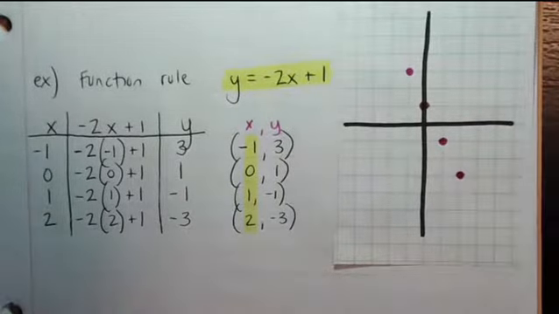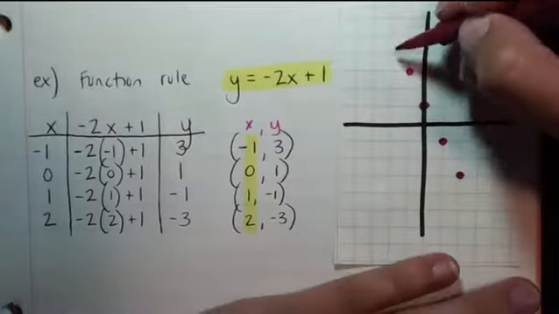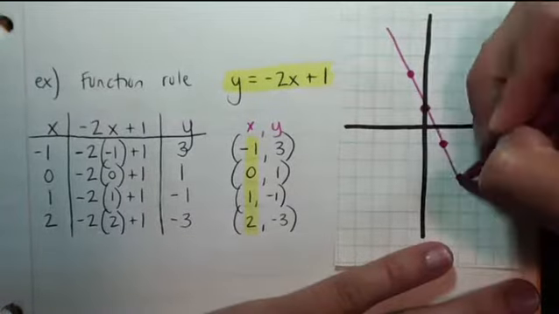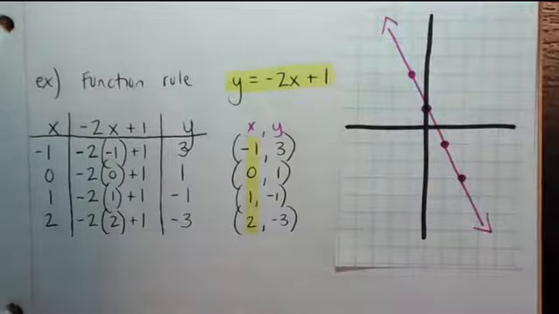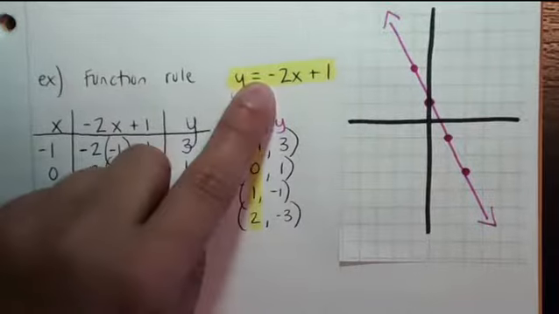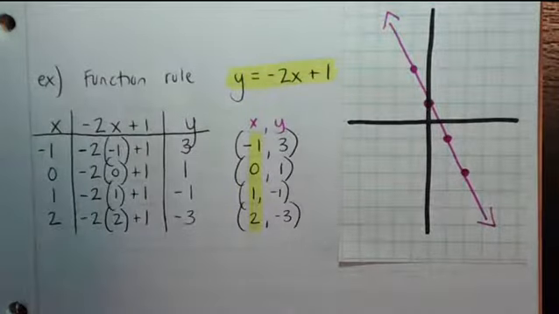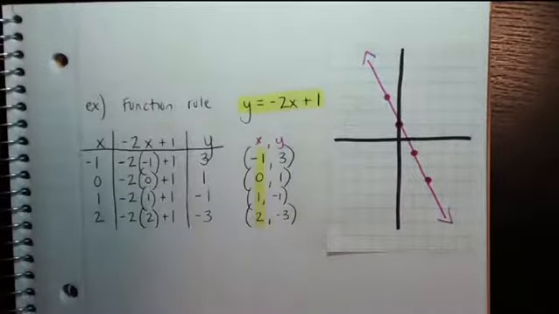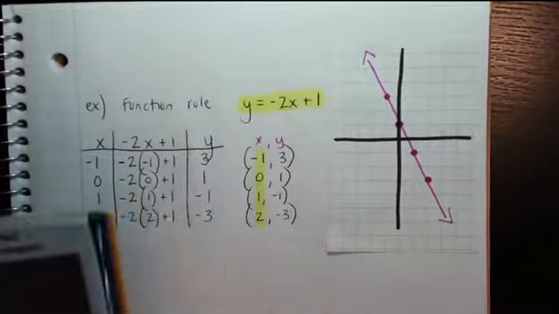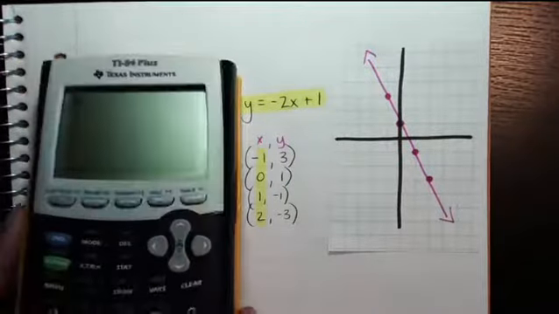And plotting that point. Now if I connect these points, that looks linear. So this would be considered a linear function. Again, we're just graphing it from the rule. Now another thing, now that we have our calculators available for us this year, is let's actually plug this in to double check our work. So let's go back to our calculator.